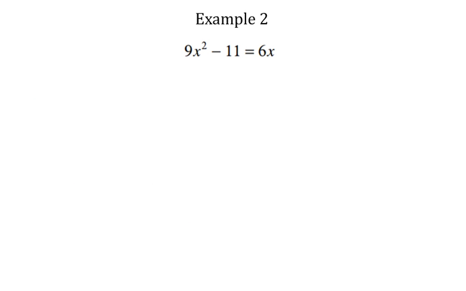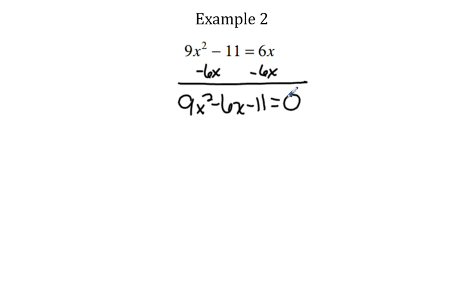So here we go, example 2. We've got 9x squared minus 11 equals 6x. I'm going to start by subtracting 6x from both sides. So we get 9x squared minus 6x minus 11 is equal to 0. Now I've got to figure out what A, B, and C are. So A is 9, B is negative 6, and C is negative 11.